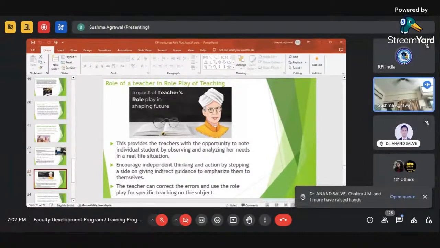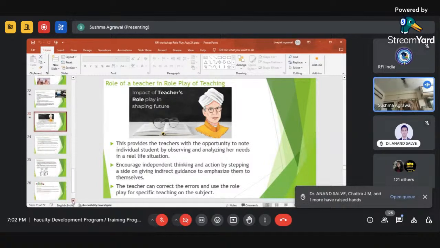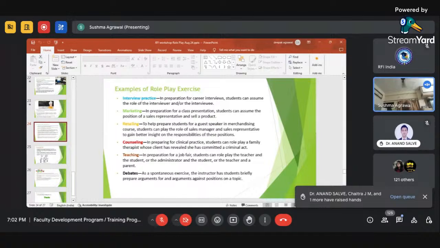Teachers can correct the errors and use role play for specific teaching on the subjects. Many times the things which can't be explained in terms of text, the role play activity can perform much better. These are a few examples of role play activities. Just like you can ask the students to perform the interview process. There can be an interviewer, an interviewee, and students standing in the queue waiting for their turn for the interview.